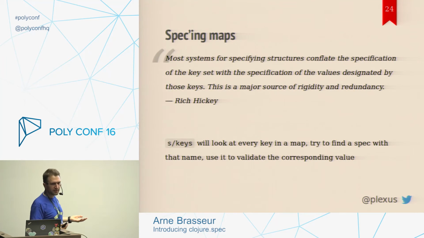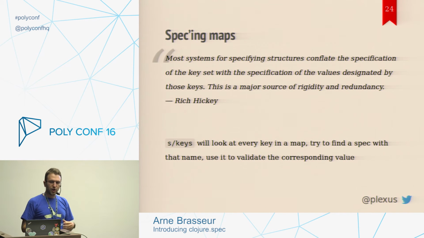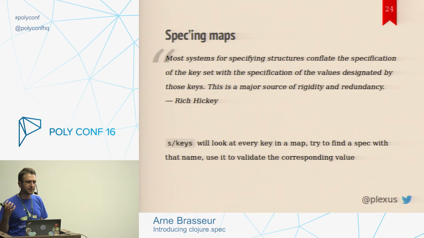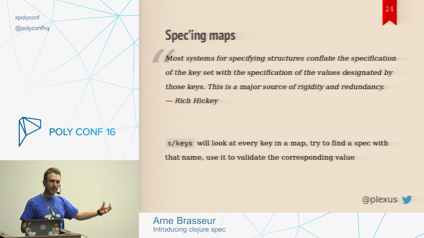So what Rich Hickey says about this is that most systems for specifying structures conflate the specification of the key set with the specification of the values designated by those keys. And this is a major source of rigidity and redundancy.